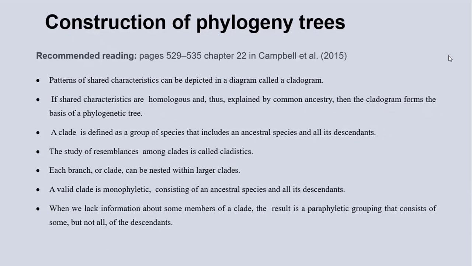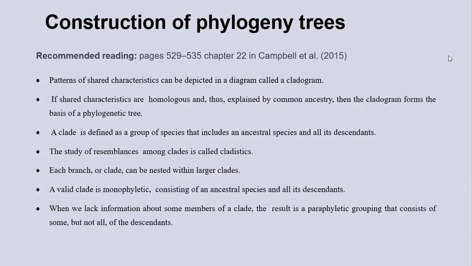A clade is defined as the group of species that includes an ancestral species and all its descendants. Each branch is a clade. You can also sometimes use the term branch, but in order to be specific and not lose track, just use clade. I would prefer you to use clade when you're making your notes.